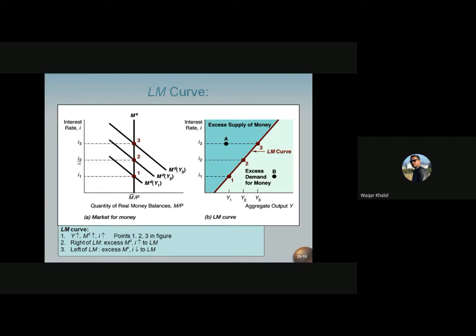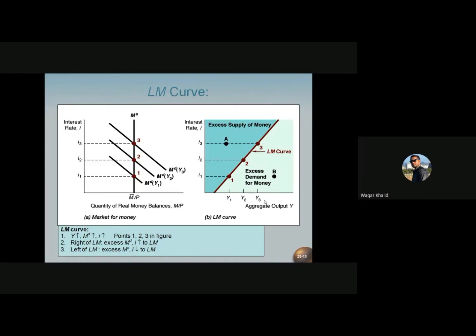Now suppose the output is Y3. This higher level of aggregate output results in an even higher level of equilibrium interest rates. So we will move from point 2 to point 3. This is the new equilibrium point, and at this new equilibrium point we have a higher interest rate than in the previous case. Actually, panel B plots the equilibrium interest rates that correspond to the different output levels.